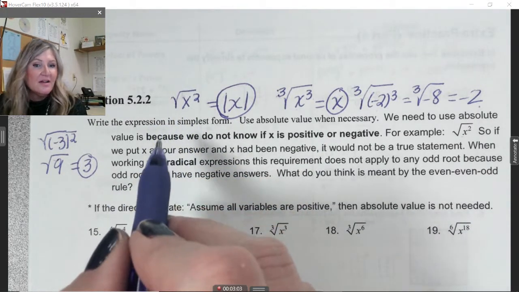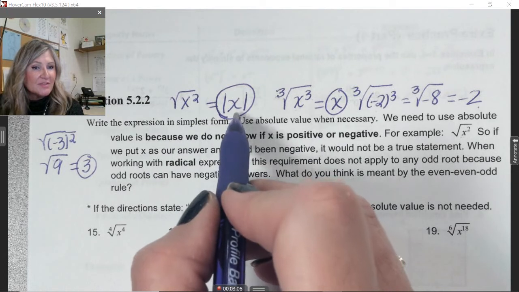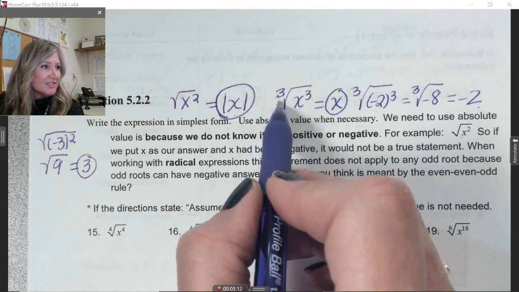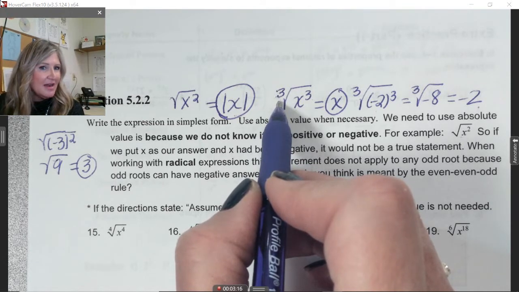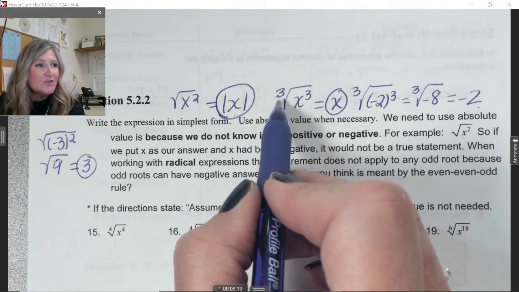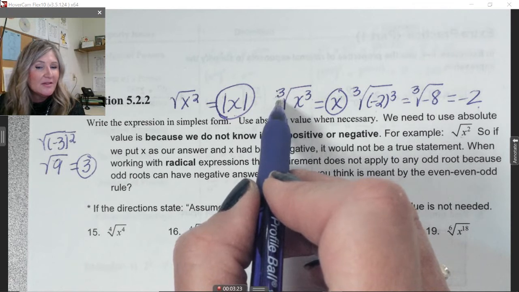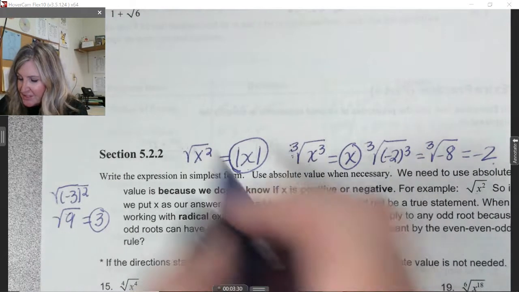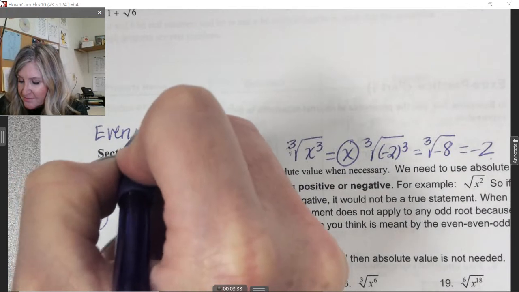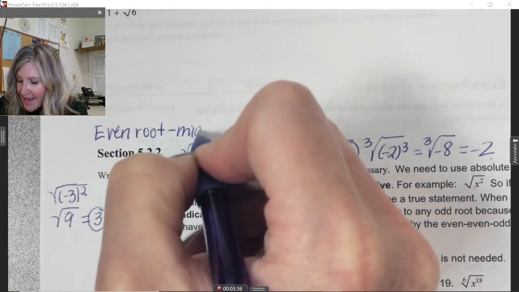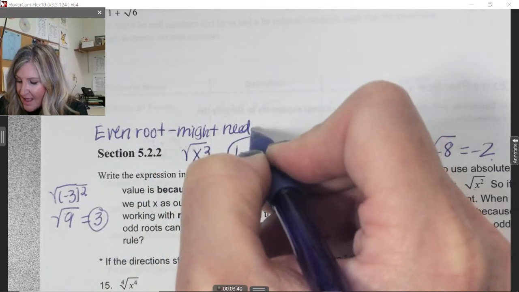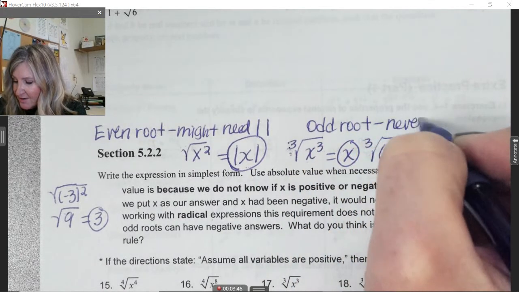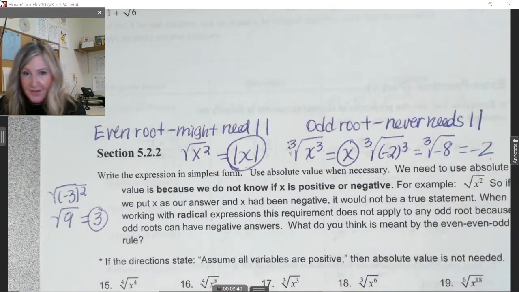What do you think we could do to figure out when we need absolute value? Why did we not need it here? What is true of this root that we're taking? What kind of number is it? Odd. So when we have an odd root, we do not need to use absolute value. But if we have an even root, we might need to use absolute value. Okay? Let me jot that down. Even root might need absolute value. Odd root never needs absolute value.